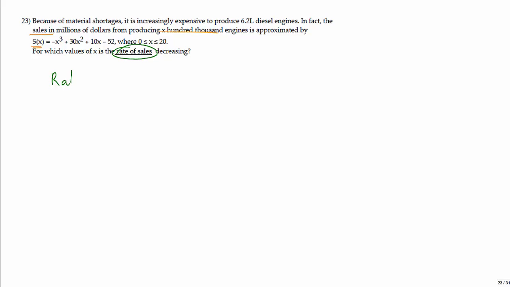So rate of sales, I'm going to call that R of X, is equal to, how do you find the rate of sales given the sales? You take the derivative. So this being negative 3x squared plus 60x plus 10. Okay, and I know some students will say that's the first derivative. Yes, it's the first derivative, but it's also the rate function. Okay, so that's the function we want to work with. That's the one we want to find where it is increasing or where it is decreasing.